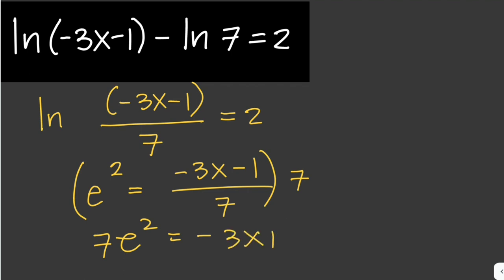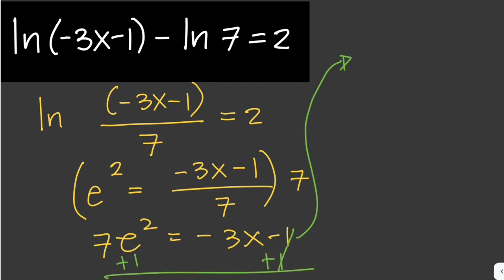-3x minus 1. And then we add 1 to both sides, so this cancels out. Then we are left with 7e squared plus 1 equals -3x. Then we divide both sides by -3.